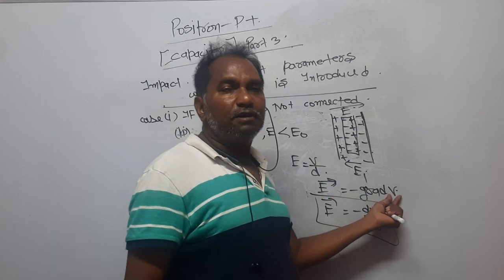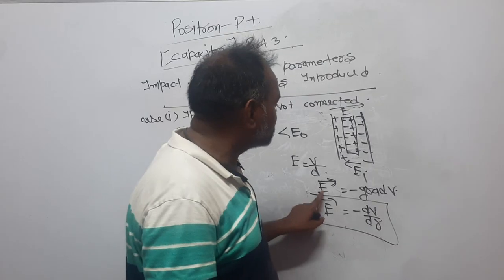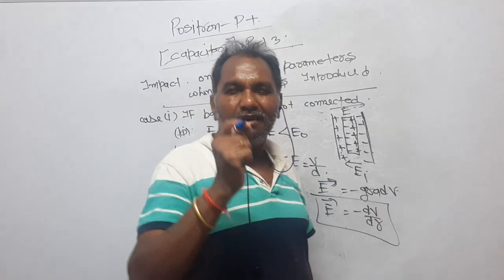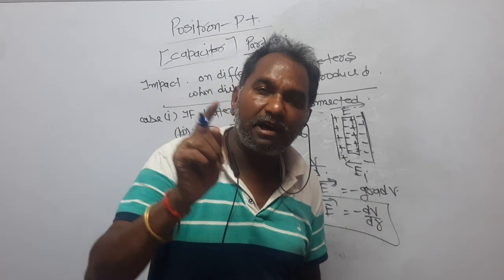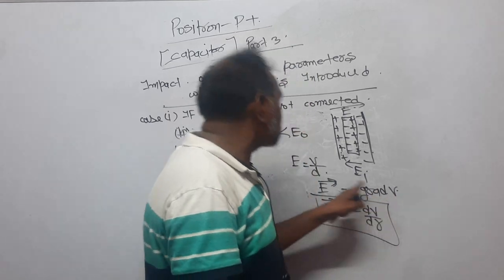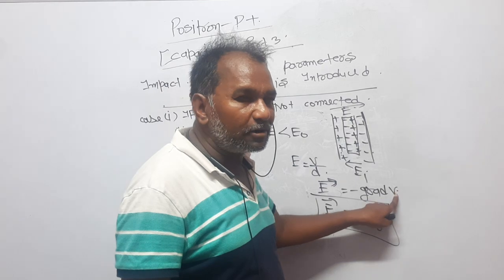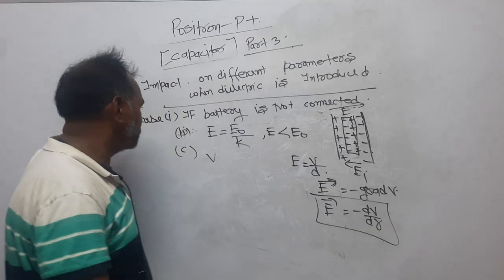Look here, V, potential, is a scalar quantity and E is a vector quantity. A vector is derived from the potential, or you can say gradient is an operator which is applied on a scalar and converts it into a vector. Gradient is an operator which is applied on a scalar and converts it into a vector. In the last video I have talked with you.